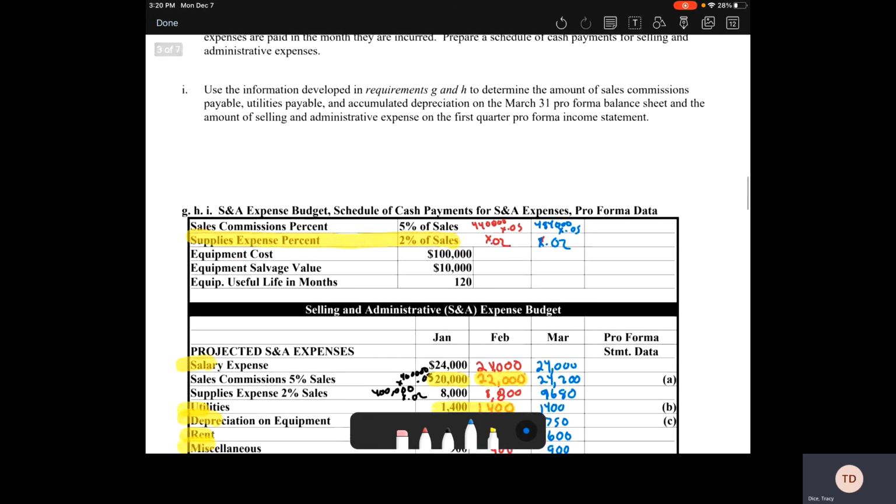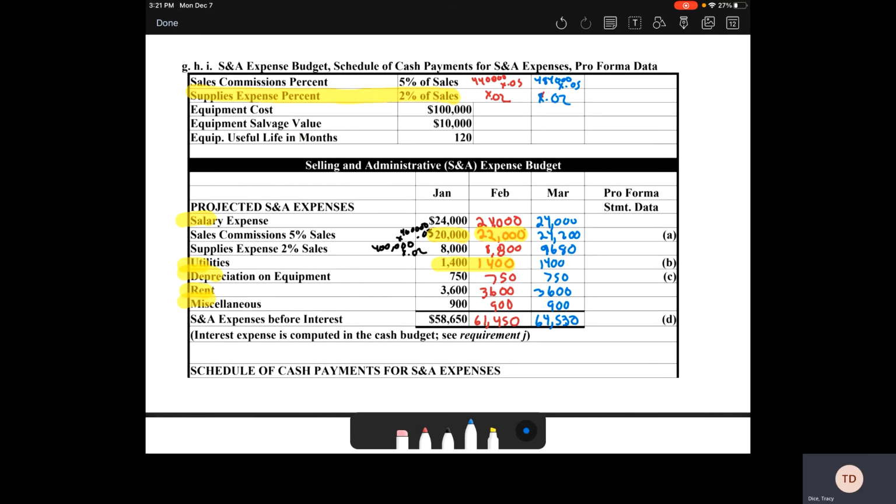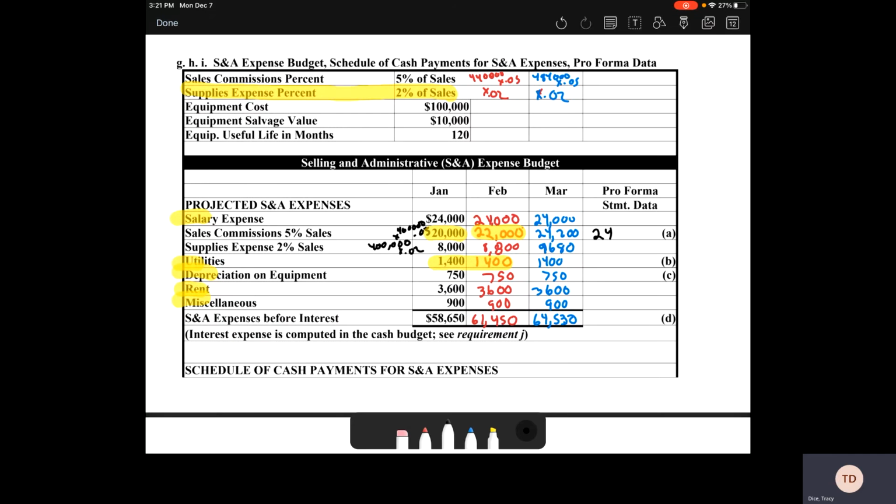So now for I, we need to use the information developed to determine the amount of sales commissions payable, utilities payable, and accumulated depreciation on March 31st for the pro forma balance sheet, and the amount of selling and administrative expenses on the first quarter pro forma income statement. So if we look at this, we want to find our sales commission. What's left at the end of March? Well, if we've paid off the $20,000 and the $22,000, all that's left for our pro forma statement is this commission from March. So the $24,200.